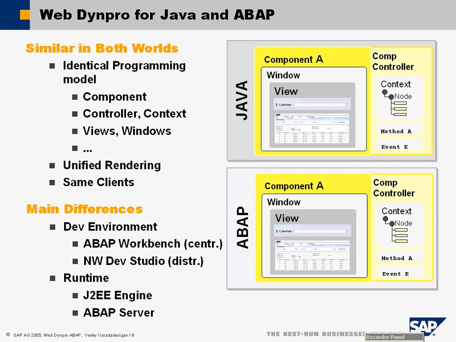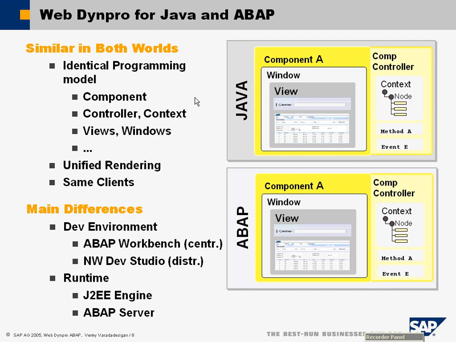So what is the similarity between the Web Dynpro for Java and ABAP? The programming model is identical. The building blocks of Web Dynpro in both worlds are identical. You talk about components, controllers, context, views, windows, interfaces, and things like that. So the programming model is the same, the unified rendering technology is also exactly identical, and the same client, that is a browser or any other client, is the same between Java and ABAP.